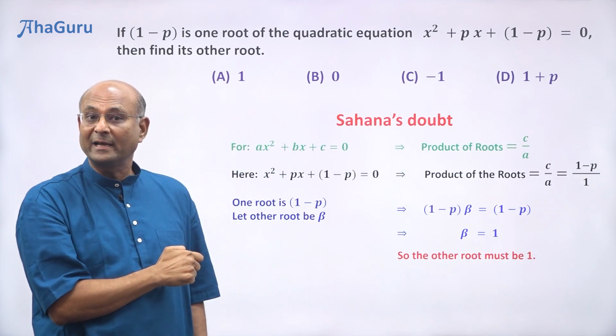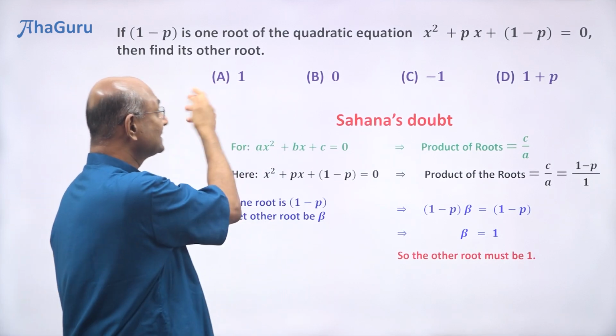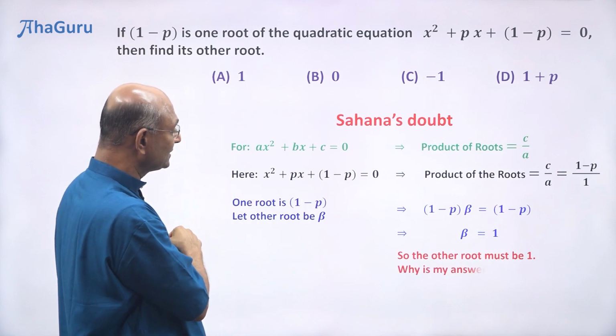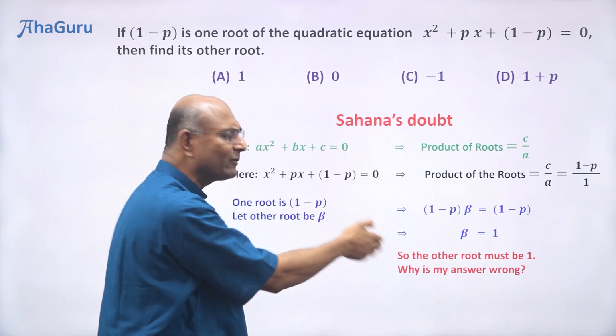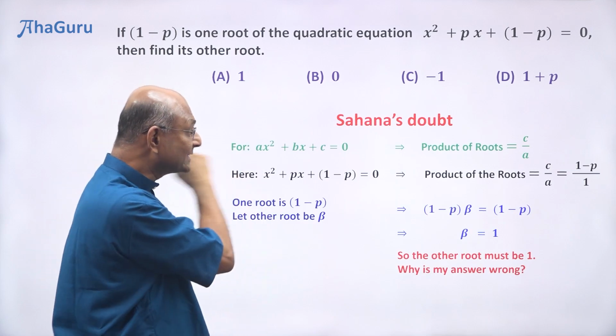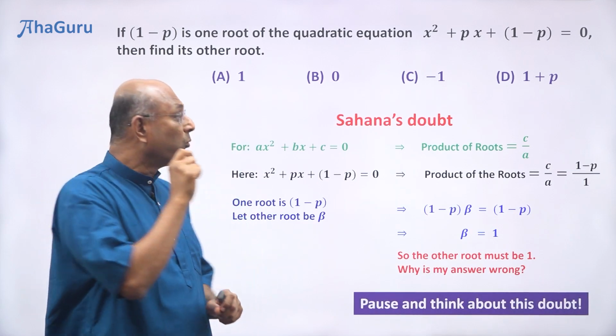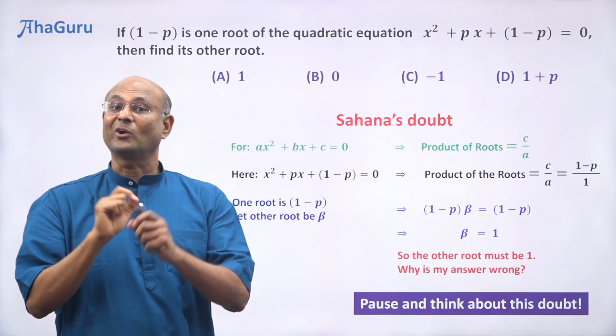There is an option given here. Unfortunately, this answer is wrong. And so Sahana's question is, why is my answer wrong? What is wrong in what I have done? Can you pause this and figure out why Sahana's answer is not correct?